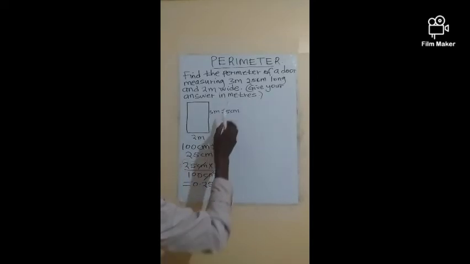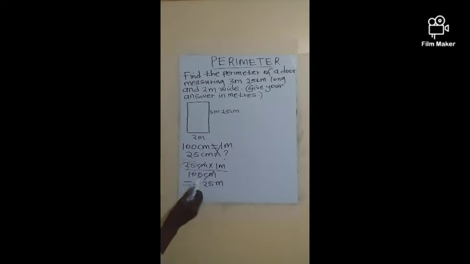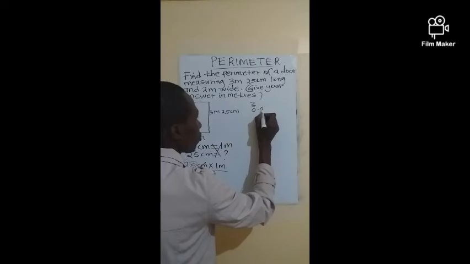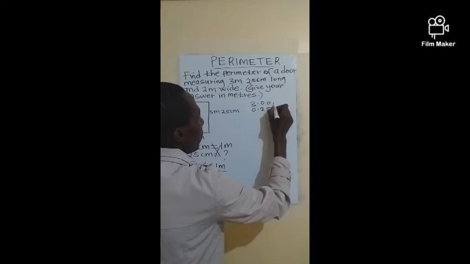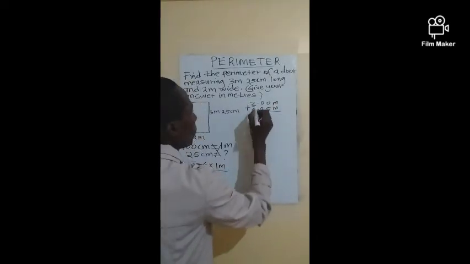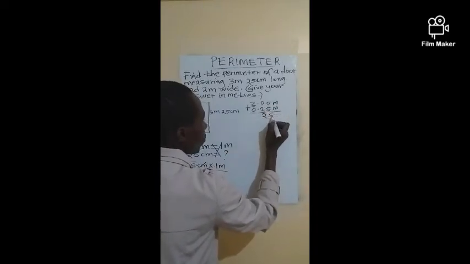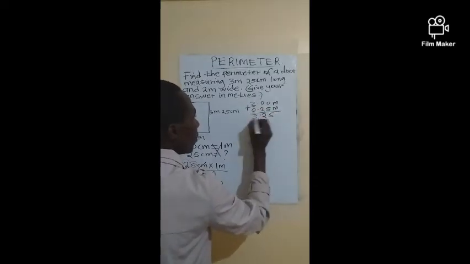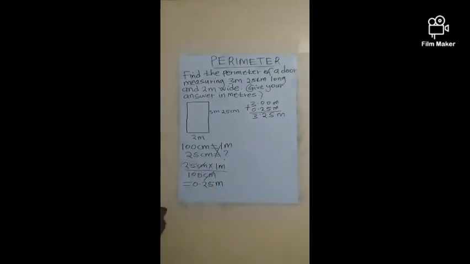Now we add 3 meters plus 0.25 meters. Now we add: 0 plus 5 is 5, 0 plus 2 is 2, 3 plus 0 is 3. So our length is 3.25 meters and our width is 2 meters.